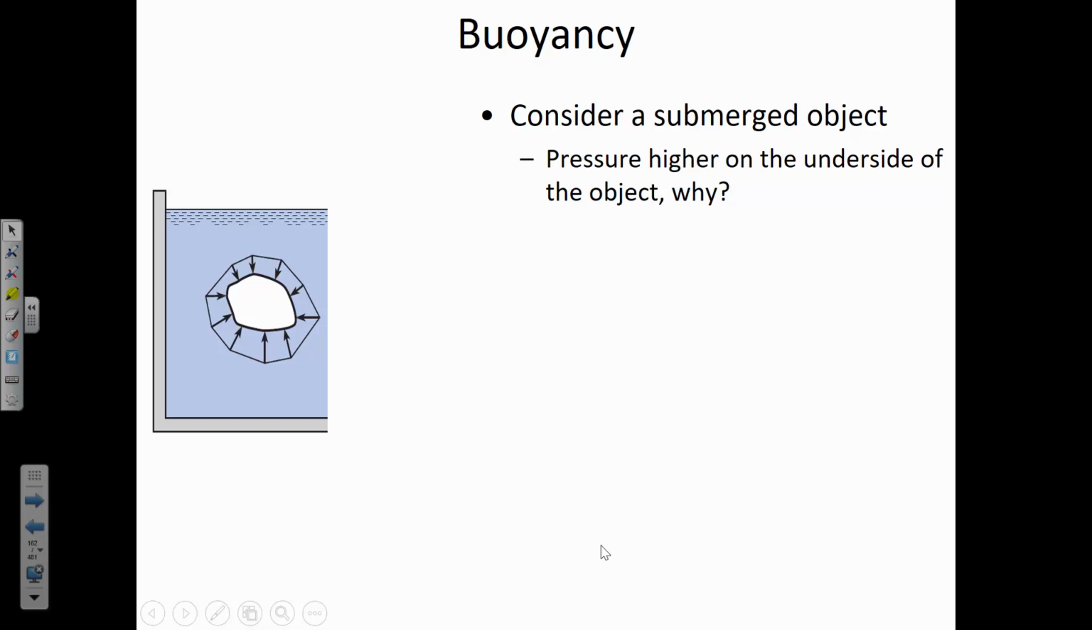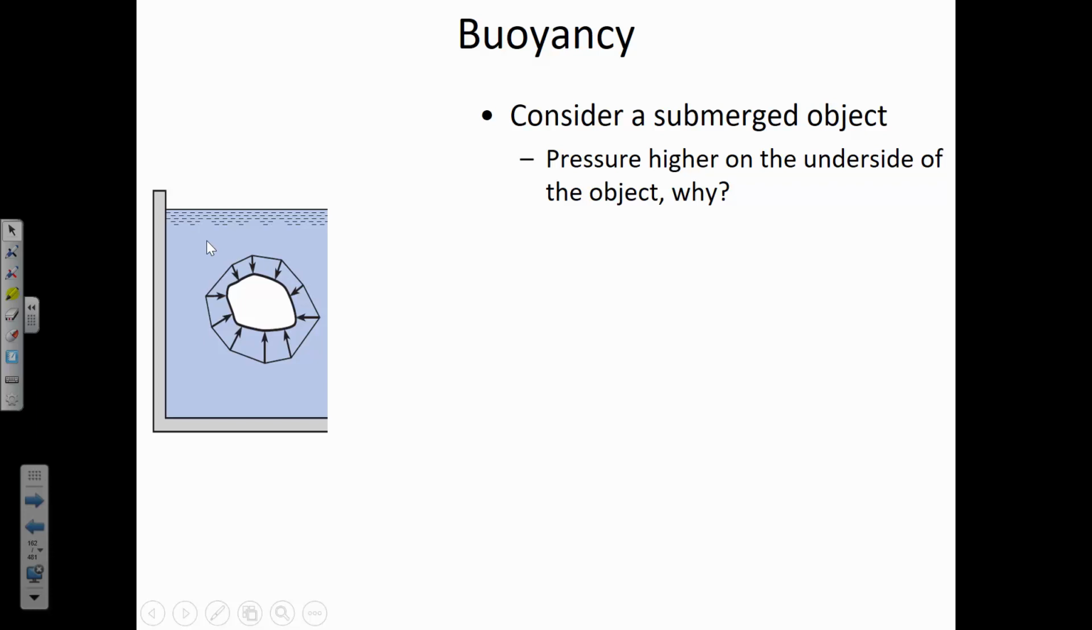Okay, so let's consider this submerged object. It's an irregularly shaped object. There's going to be a variation of pressure acting on the outside of the object, and you'll notice the arrows are longer on the underside. Why are these arrows longer than the arrows on the top? On a fundamental level, they're longer on the bottom because that's how they got drawn, but they're drawn to that length because that means something. Why is it that the arrows are longer on the bottom?